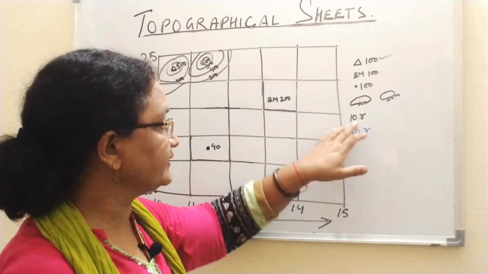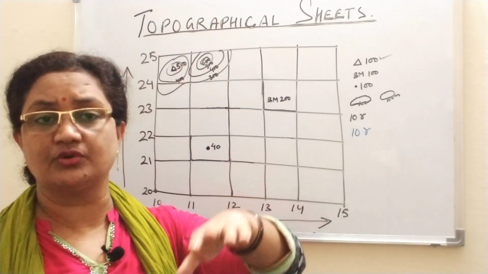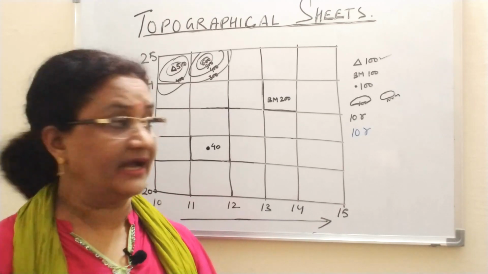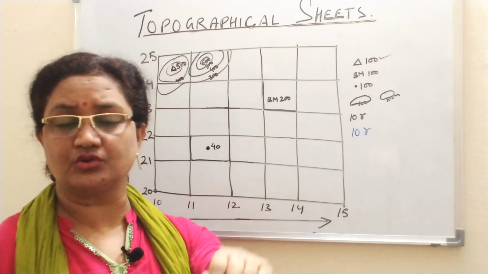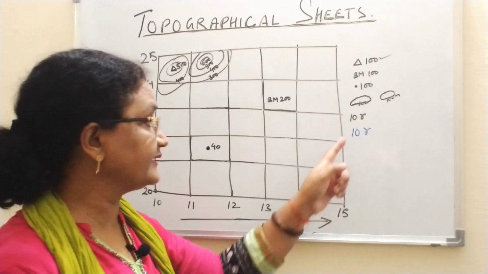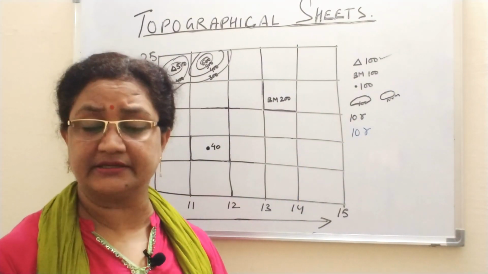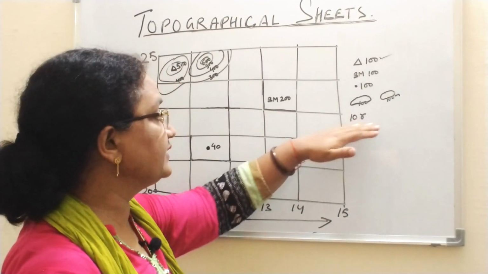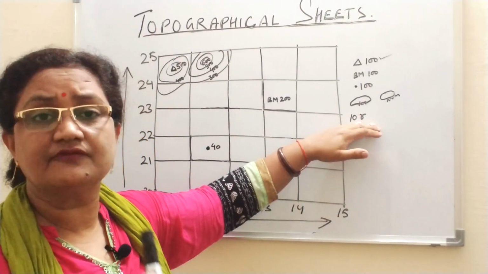And it is always shown like this. When it is written in black, it is always going to show the relative height. And the other one, when it is in blue, that means it is showing the relative depth. So when it is written like this, 10R, it is indicating that a particular feature has got a relative height of 10 meters. But that's all. You don't have to mention from the mean sea level.